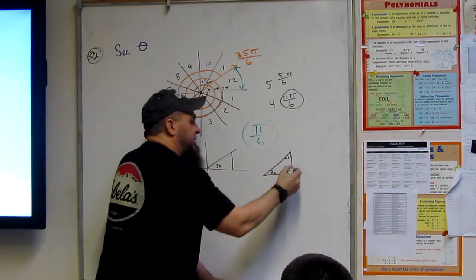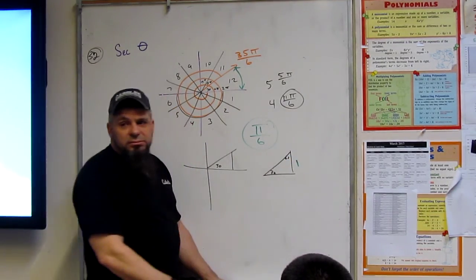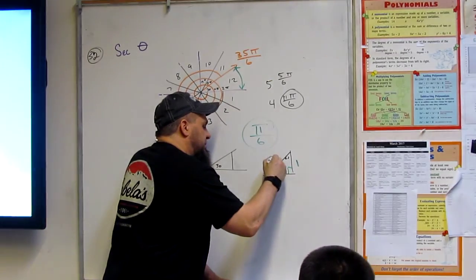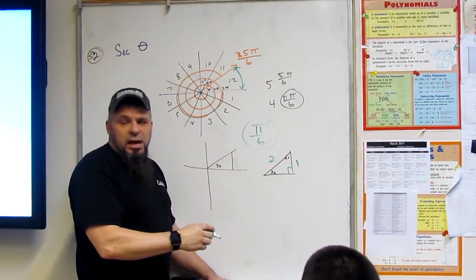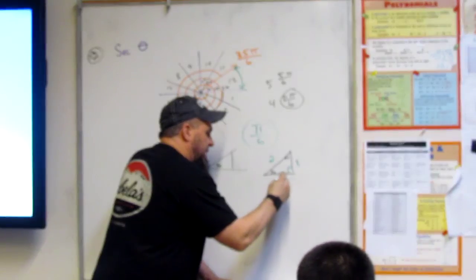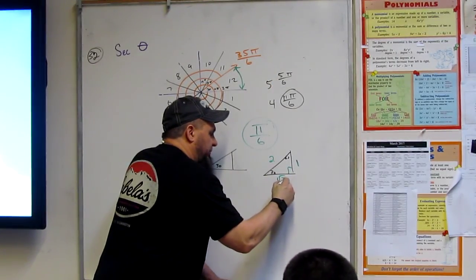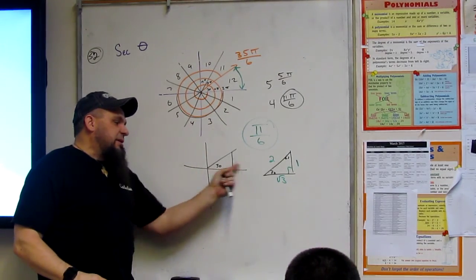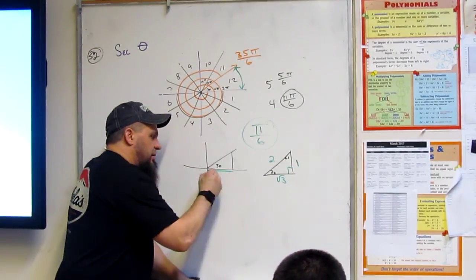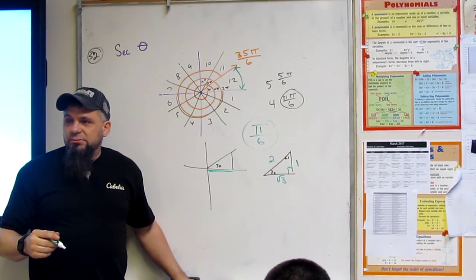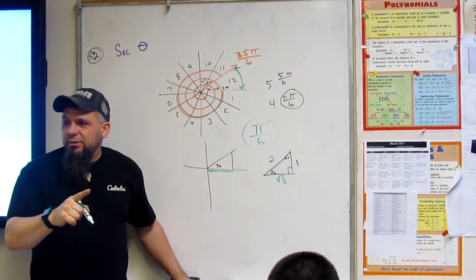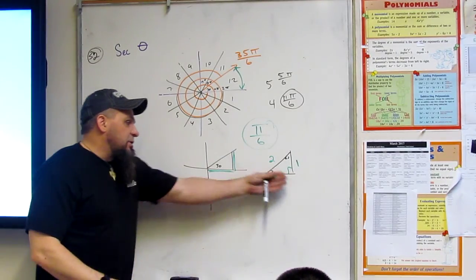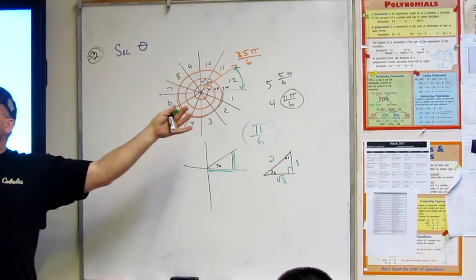30-degree triangles have the short side is 1, right? The hypotenuse is 2, and the long side is the square root of 3. And then we want to think, is this going in a positive direction? This way? Is that positive? Going right is positive? Yeah. Yeah? Going up, is that positive? Yeah. Okay, so these are all positive, so we're good to go.